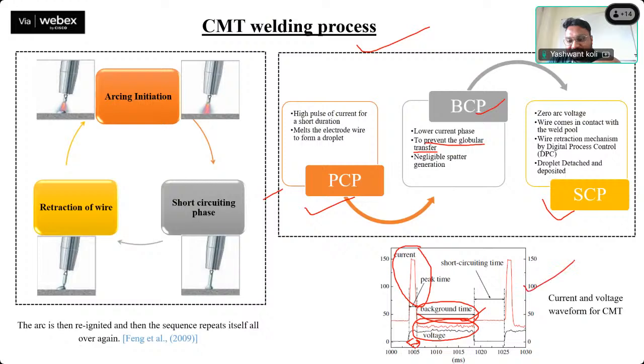This is the current waveform of the CMT only. At the time of short circuiting, you can see we have zero voltage. The wire comes in contact with the weld pool, and this DPC, digital process control, is the heart of CMT. It decides at what time the wire has to be retracted at the time of short circuiting. This DPC controls the wire, and then the droplet is detached and deposited. So at lower heat input, the droplet is detached.